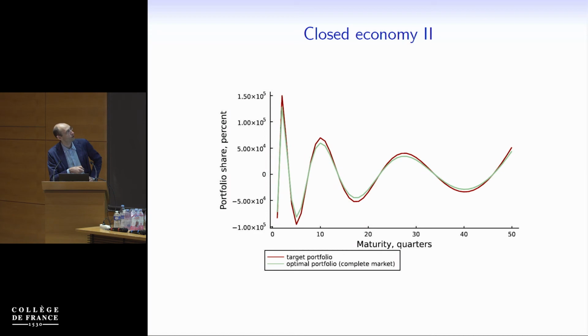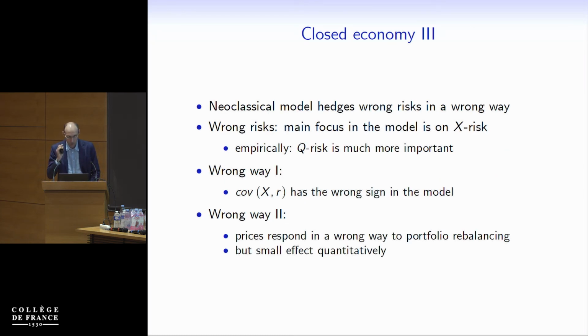But the thing is, what's extreme? Here's the same maturity quarter. This is portfolio share in percent relative to GDP. And you see that these are huge numbers. This is like 100 times GDP in 5-year bonds, minus 500 times GDP in 6-year bonds, and the portfolios look huge and extreme. In short, there are multiple problems with the neoclassical model. Basically, it hedges wrong risks in the wrong way. What we mean by wrong risks is that the neoclassical model quantitatively mainly focuses on hedging the X risks, the risk to primary surplus, and empirically Q risks just seem much more important.